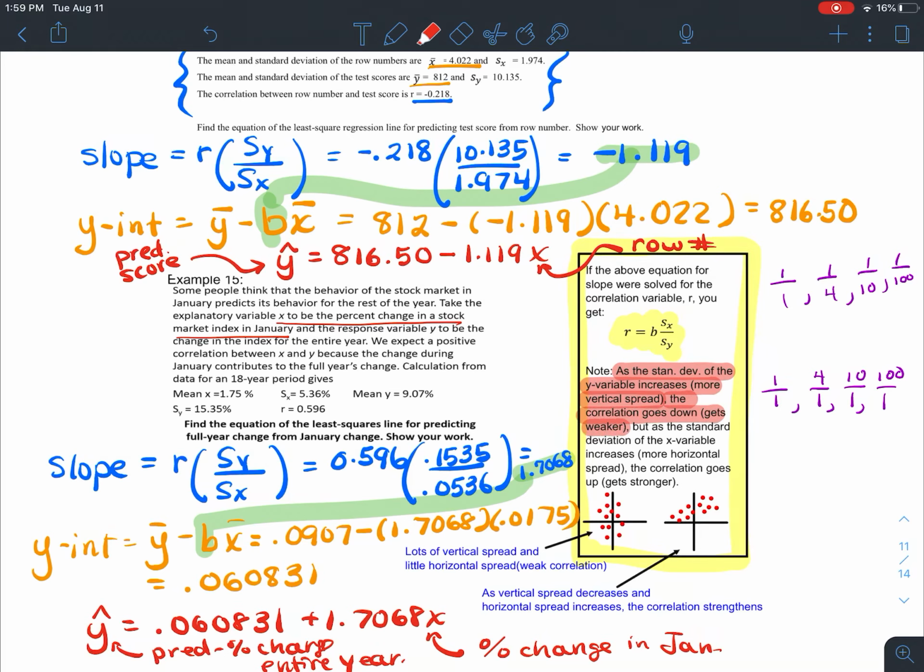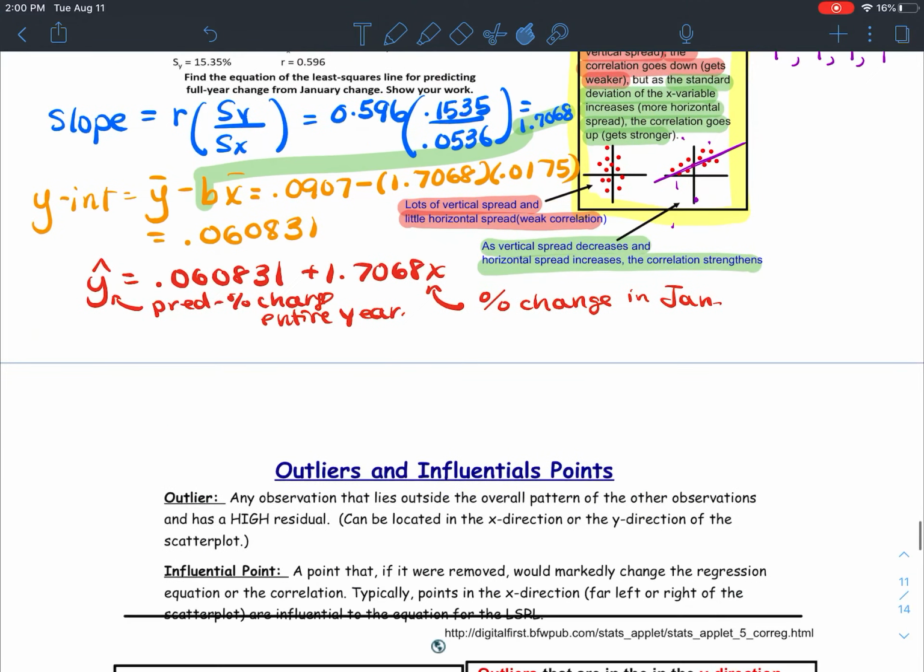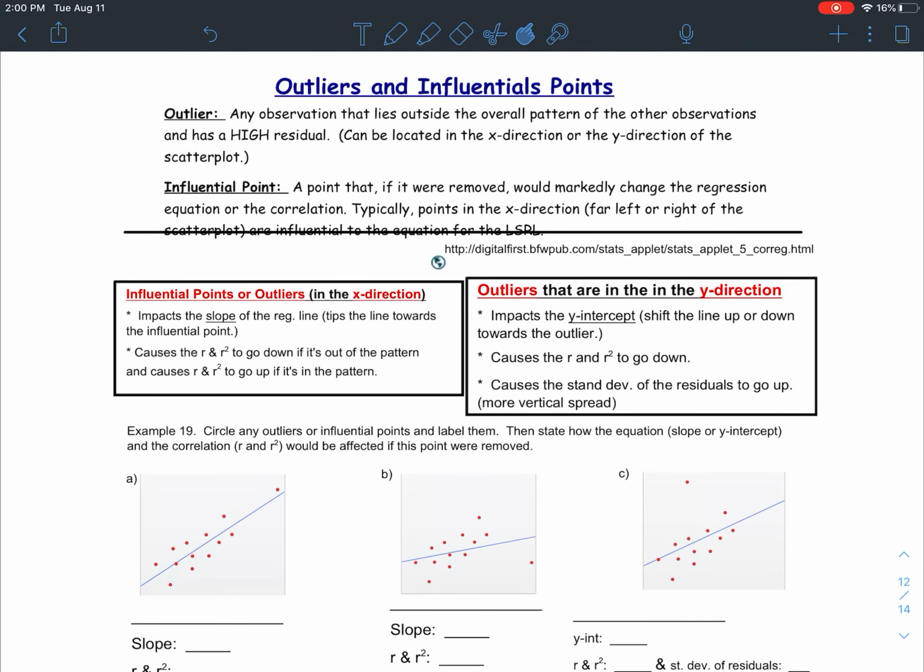I'm going to color code these things here. As the standard deviation of your y variable increases, meaning you get more vertical spread, that causes your correlation to go down and get weaker. But as the standard deviation of your x variable increases and you get more horizontal spread, now your correlation is getting stronger, because we can run a line through there and it feels much stronger than having vertical spread where there are gaps up and down like that.